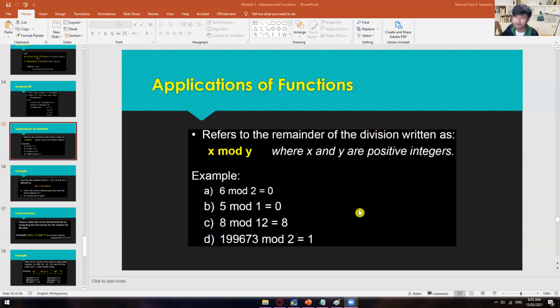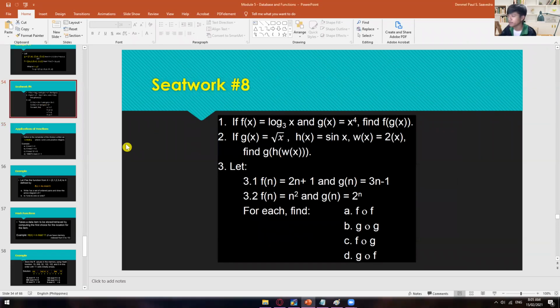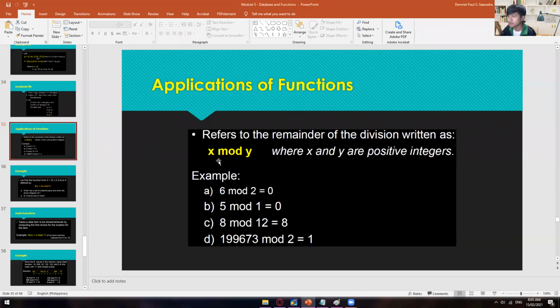Now, let's start our discussion. Continue our discussion. So this is where we stopped last meeting, slide number 8. So this is where we are now. But before we continue, do you guys have any clarifications or questions regarding your activities?